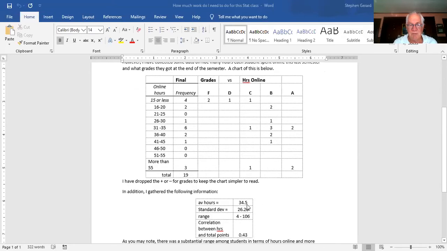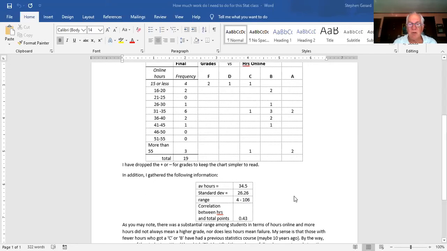What I found is the average number of hours the students spend in my class during a semester was 34.5 with a standard deviation of 26. That's a large standard deviation, by the way, I would note for you. Given an average, that's a large standard deviation. The range is between 4 and 106 hours per student. Interestingly, I tried to find the correlation between these things, and the correlation is a 0.43.